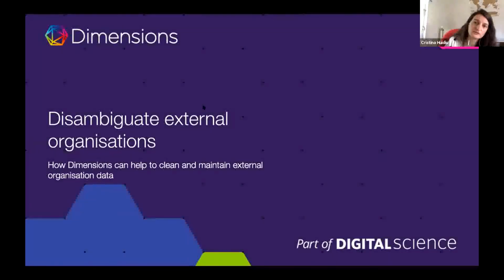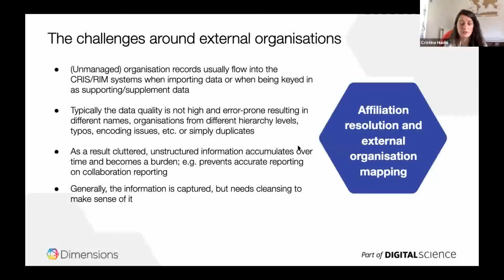Right, so let's go to the next section. This one is about disambiguating external organizations. And it is one of my favorite topics to talk about. That is because it is a serious challenge for institutions around the world, and how to disambiguate partnering organizations, because CRIS systems would disambiguate the actual local organization, but wouldn't be able to disambiguate, for the most part, partnering organizations from around the world.